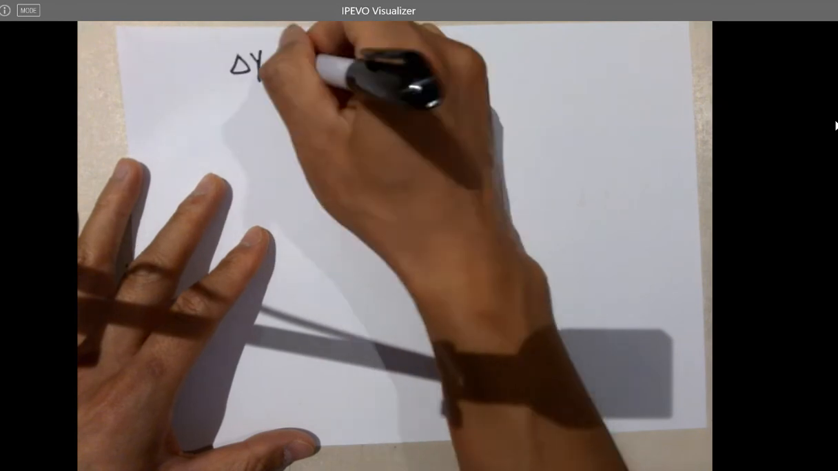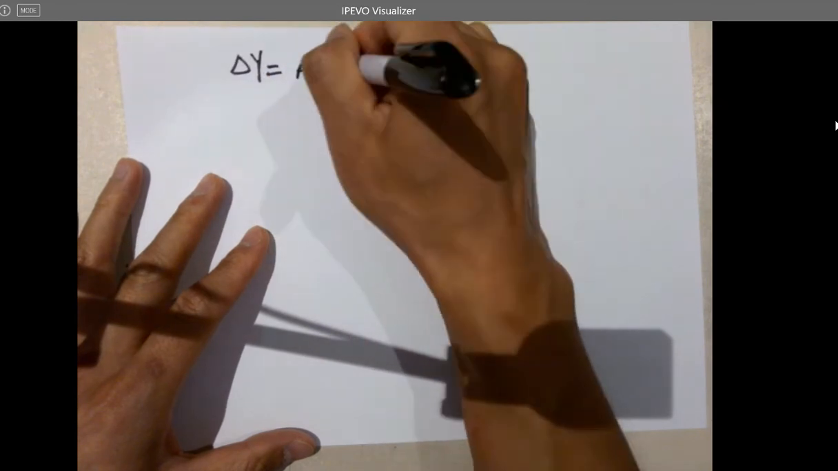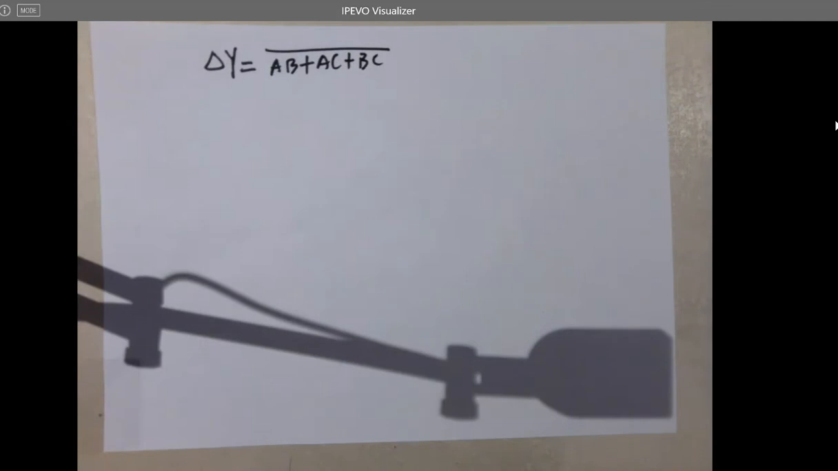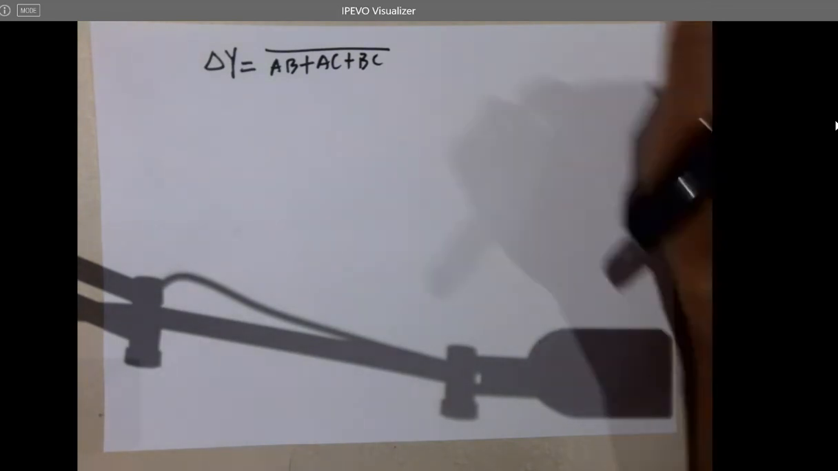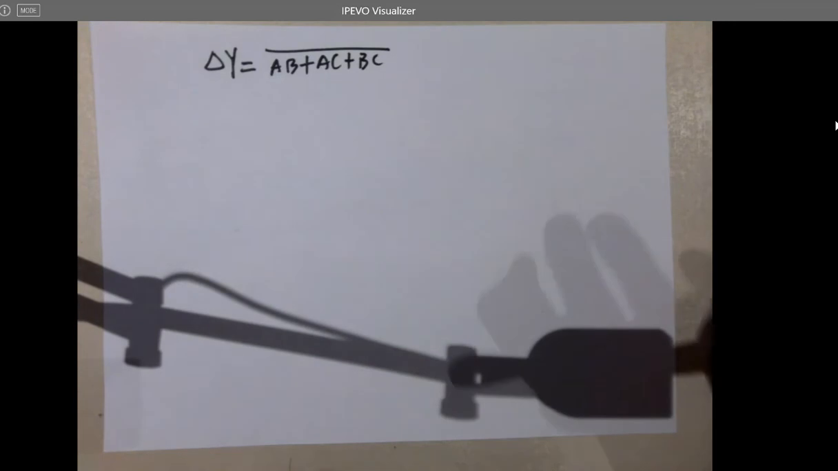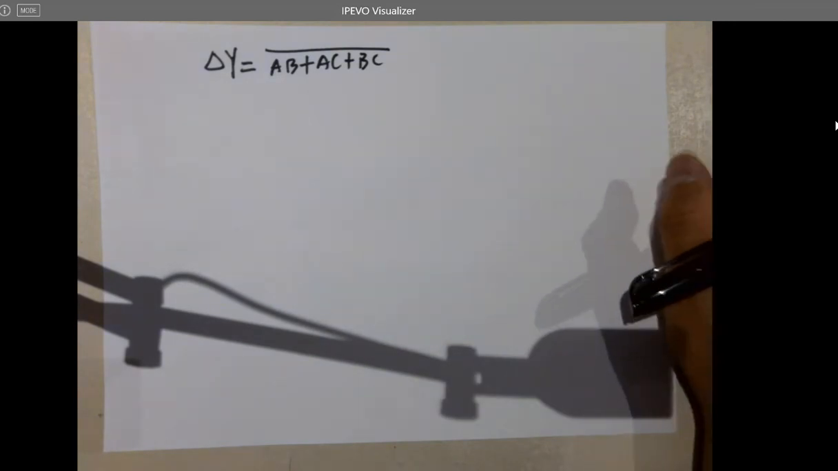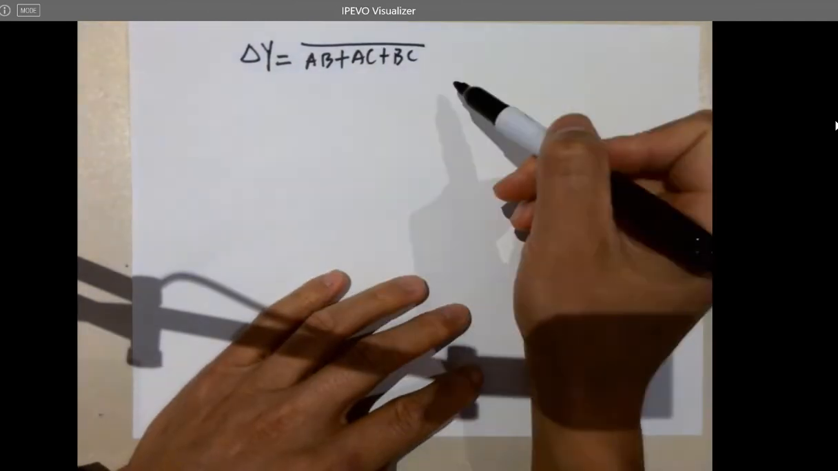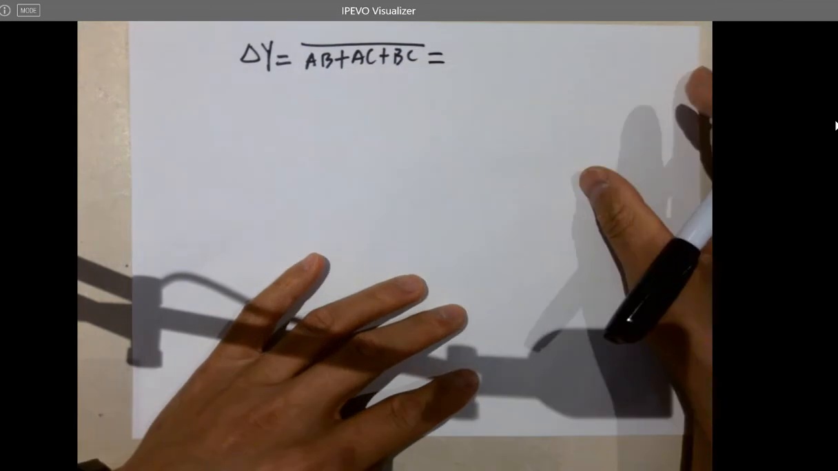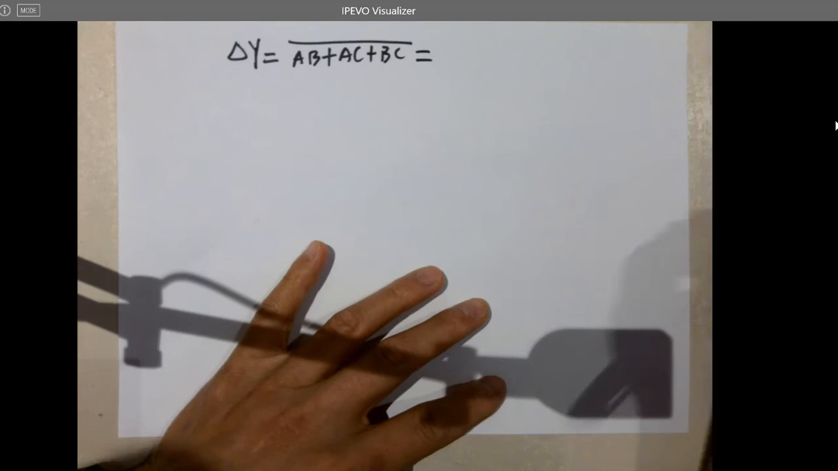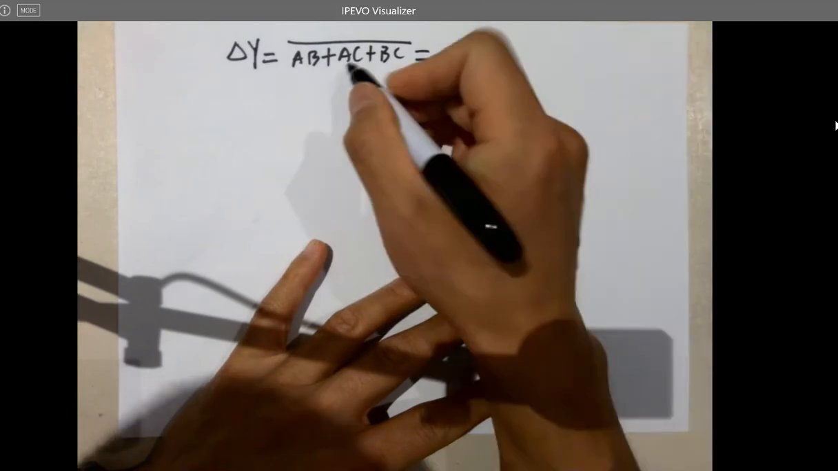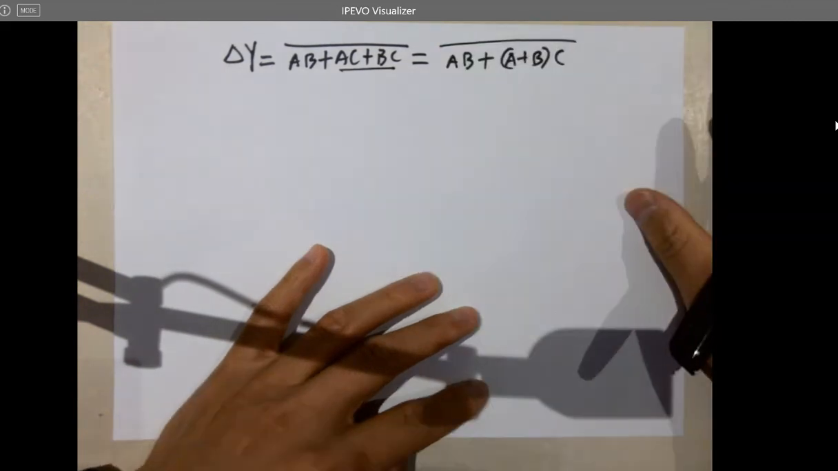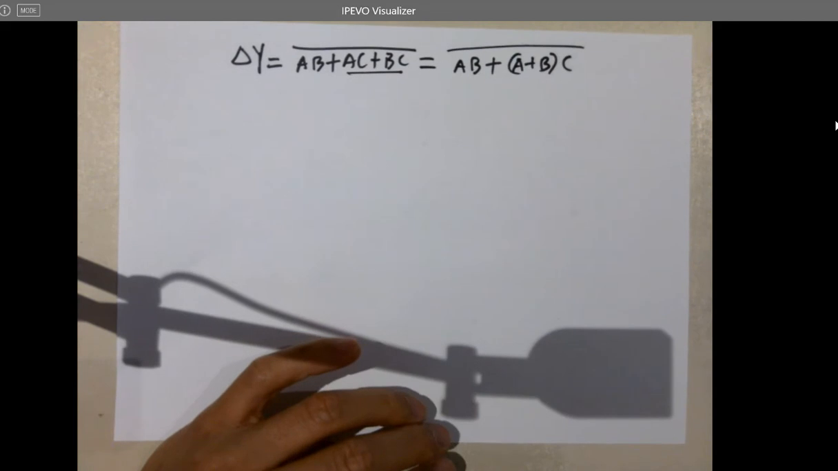Y equals AB or AC or BC. Seriously, these are all homemade examples. Okay, you cannot find them in any textbooks. This one, first step: A, B, or merge these two together first.